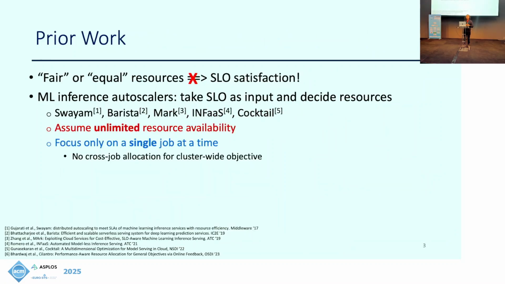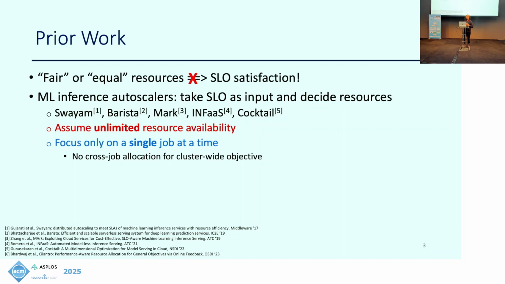Of course, there's been a lot of work in this direction over years and decades. Some work gives equal or fair resources to all the jobs. This, of course, doesn't work when jobs have different SLO requirements and different internal characteristics. More recently, some ML autoscalers have emerged, some of which are listed on this slide. A lot of these, unfortunately, assume unlimited resources, such as might be present in an AWS cloud or Microsoft Azure or Google Cloud. That doesn't apply to us directly because we have constrained, limited resources. Nevertheless, we adapt some of those and use them as baselines to compare against.